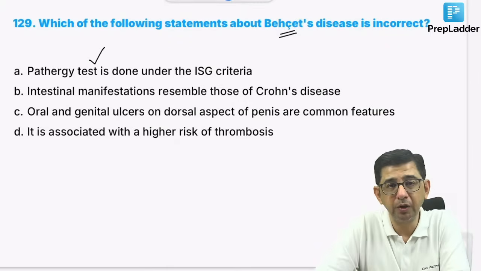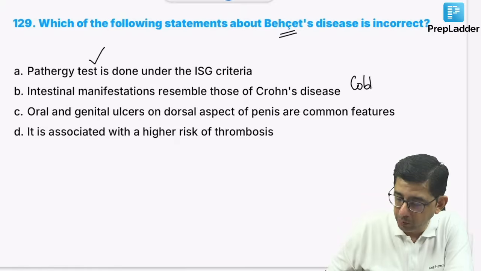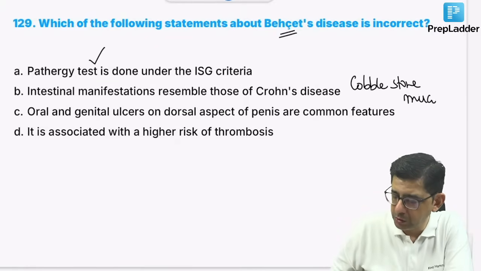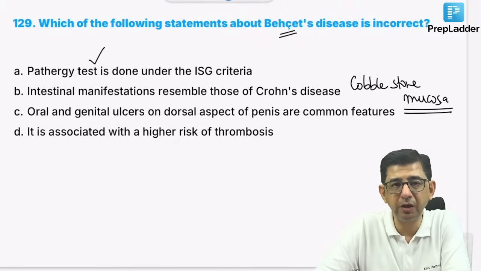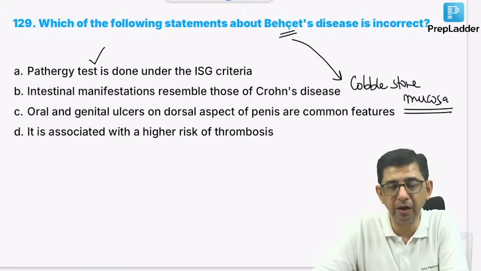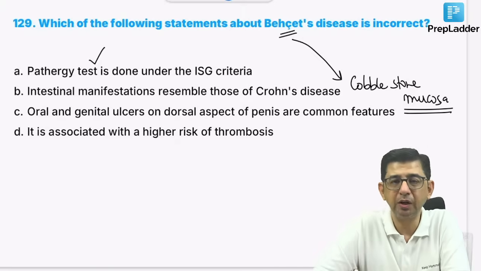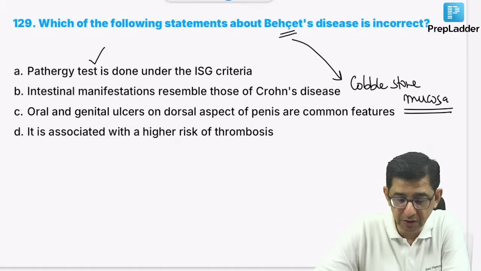Then one of the very important things I want you to remember is cobblestone mucosa. Cobblestone mucosa is what we read with respect to imaging of the GI tract in patients of Crohn's disease. Similar type of manifestations can be seen even in Behçet's disease. So do take care of the fact, though I know because it's a repeat you're getting it correct, but just like you were comfortable that cobblestone mucosa is seen with Crohn's disease, the same kind of manifestation in the intestine with skip lesions can be seen in Behçet's disease as well.